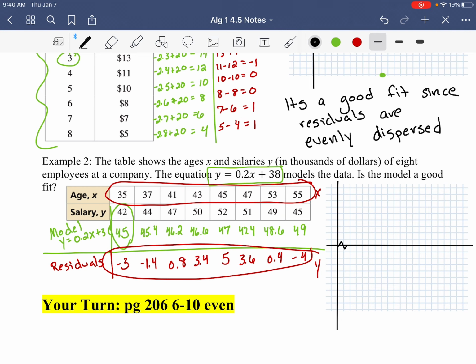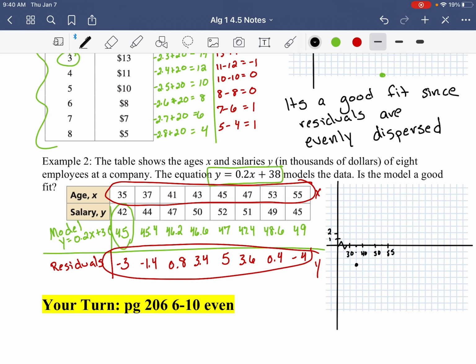I think I'm going to count by 5s. So here we'll go 30, 35, 40, so forth, 50, and that'd be 55. But it looks like all of these residuals are fairly small, so we're going to count by 1s, 2s, and 3s on that axis. Make sure you label your axis how you're counting. So for 35, we're at negative 3. So 35, down 1, 2, 3.